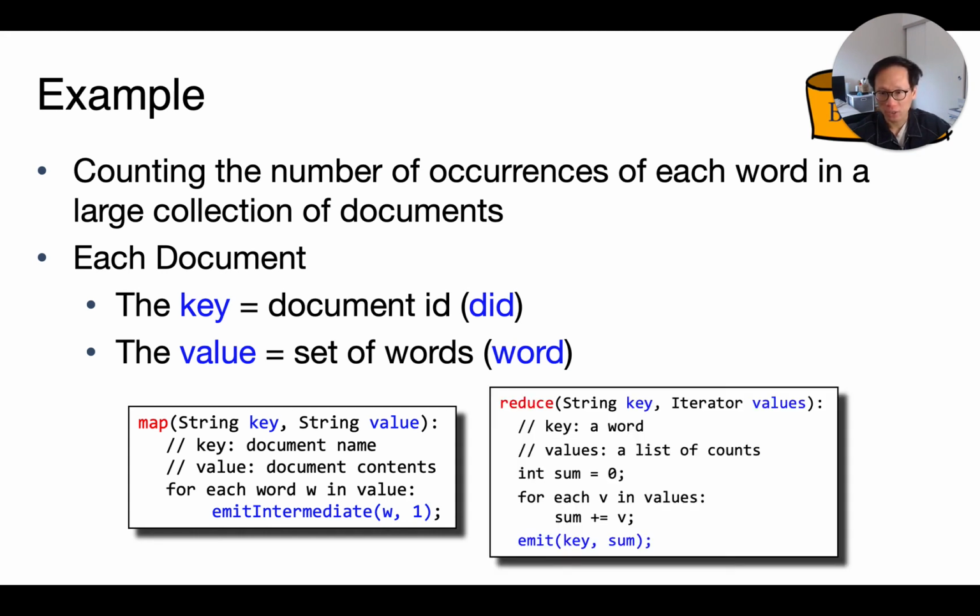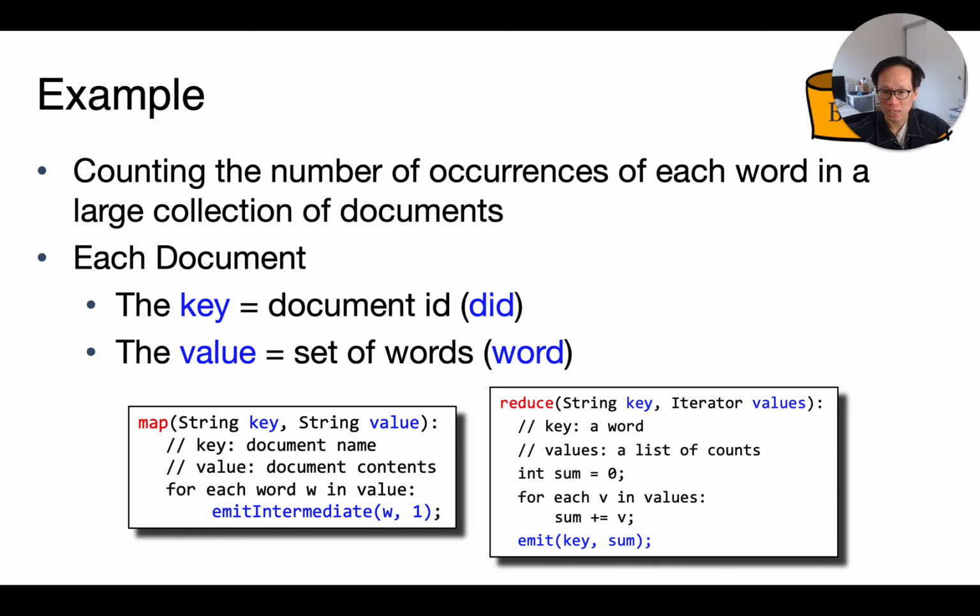The map function takes in a document and first tokenizes its contents. Then for each word in the document, we emit an intermediate key value pair, with the key being the word itself and the value being just the number 1. Note that here we are not keeping any states inside the map function, so we can run this mapper across all the documents in parallel.